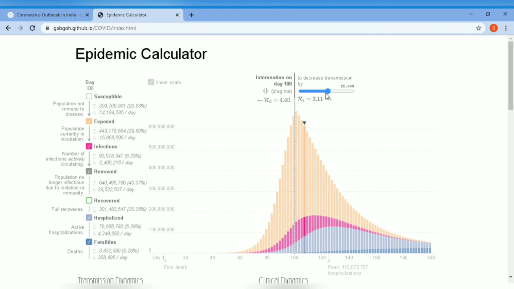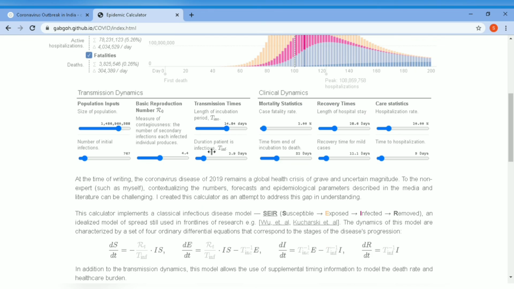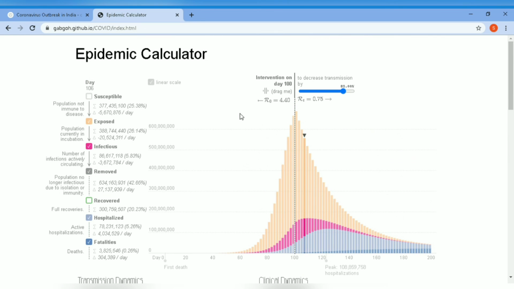If you increase that percentage to 70%, or decrease that percentage to 30%, then you can see the RT, which is the transmission after intervention. Okay, now as you increase this more, you can see the fall in the number of coronavirus cases. Okay, now this is the way you can read this epidemic calculator.